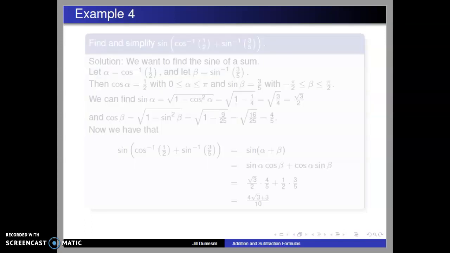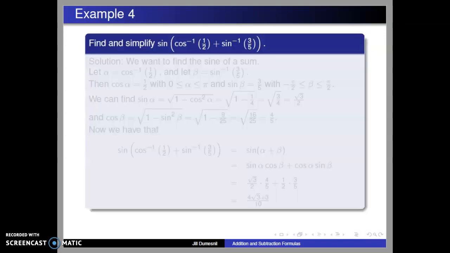For our final example, let's consider a problem that requires some clever substitution. Find and simplify the sine of the sum of inverse cosine of a half and inverse sine of 3/5. To begin our solution, let's first recognize that what we really want to find is the sine of a sum. The summands are just ugly.